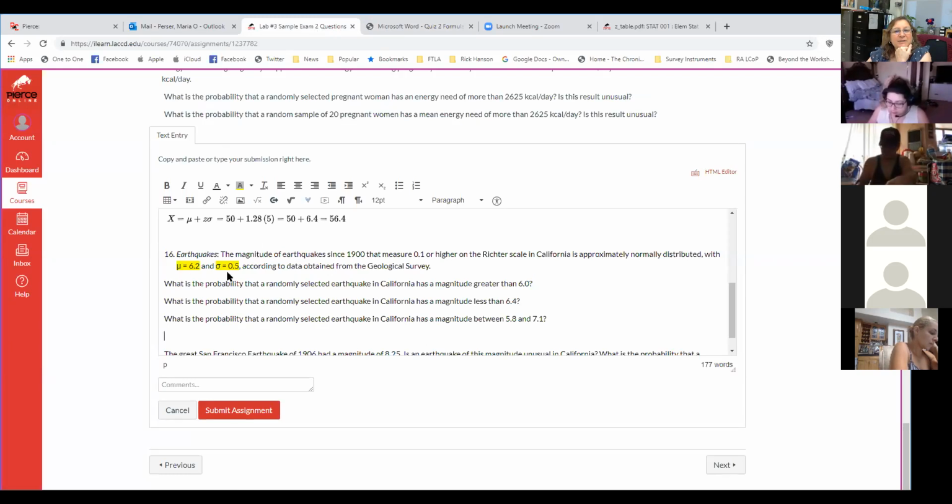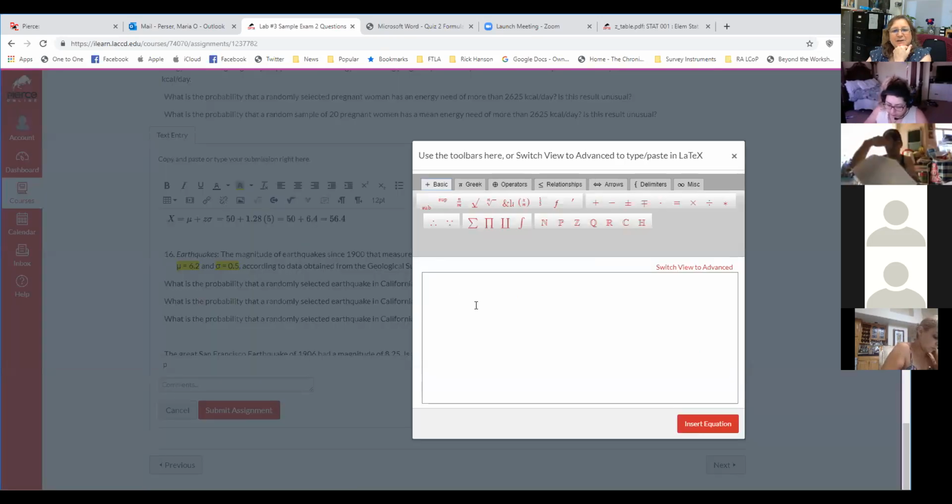What symbols are we using? Population? Yep. And it's one randomly selected earthquake, right? So it's not n equal to 50 or 49 or 25 or anything like that. So we would be using the first formula to the left, Z equals. Yes. Yep.